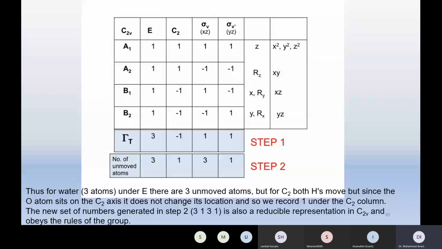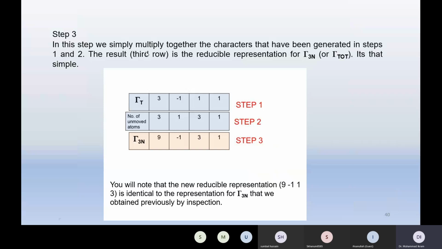hydrogens move, but since the O atom sits on the C2 axis it does not change its location and we recorded it as 1 under the C2 column. The new set of numbers generated in step 2 is 3, 1, 3, 1. ठीक है? This is also a reducible representation and obeys the rules of the group. Now, what in step 3? In this step, we simply multiply together the characters that have been generated in steps 1 and 2. The result is the reducible representation Γ3n. ठीक है? Γ total.